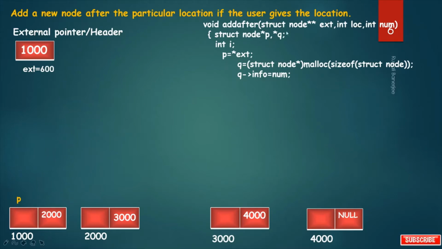Now p and q are two variables that can hold address of any node. I write p equal to star ext, means value at ext, it is 1000. So p is this node. P holds address of the first node. Now what you have to do?